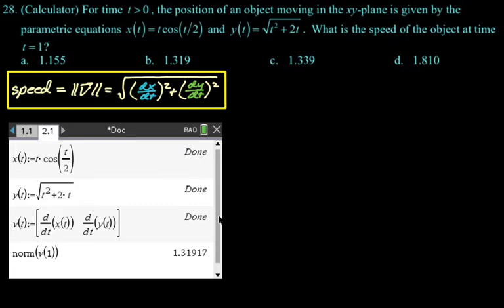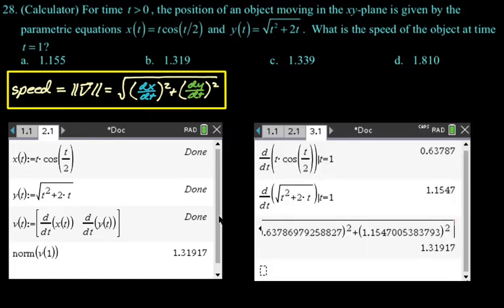You might not like that, in which case I did it this way. I just find the derivative of x with respect to t and plug in 1, find the derivative of y with respect to t and plug in 1, and then I do the square root of the sum of the squares. Either way, same answer. Again, it doesn't matter how you're doing it as long as you are getting the right answer.